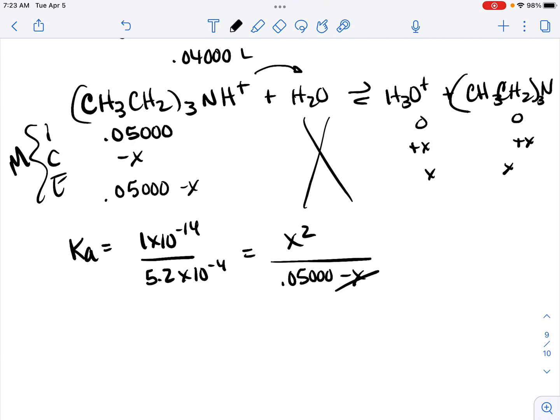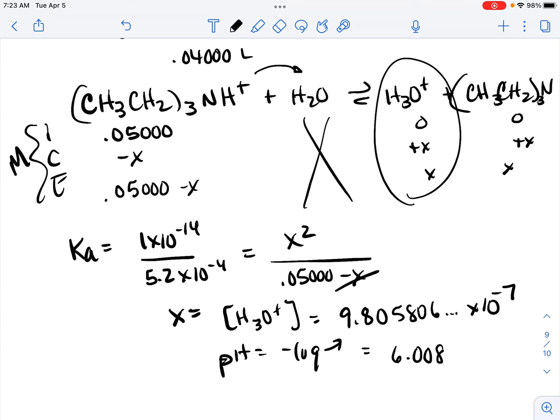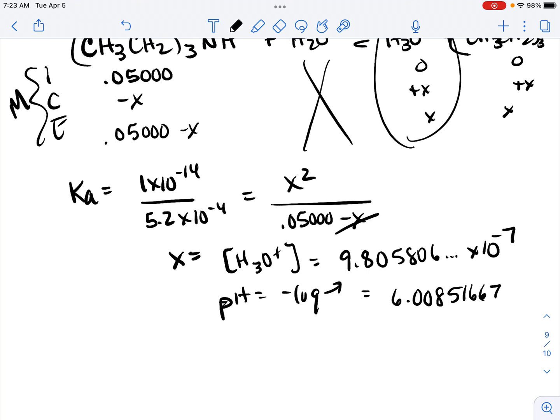We're going to cross off that x. I'm going to do the math, cross multiply, take the square root. X is now going to equal hydronium, and that equals 9.805806 and more numbers times 10 to the negative 7th. pH is going to be the negative log of that, which is then 6.00851667. And I have two significant figures from Ka or Kb at this point, so pH will equal 6.01.